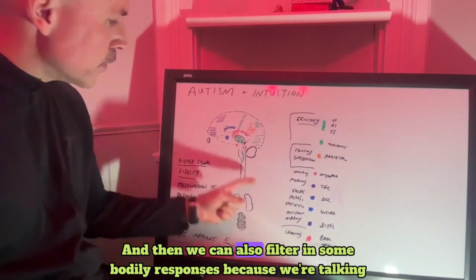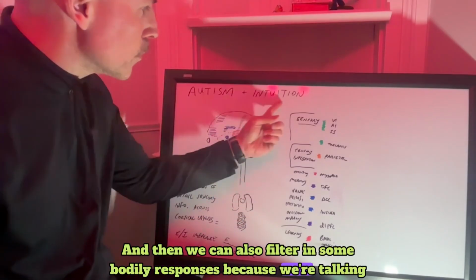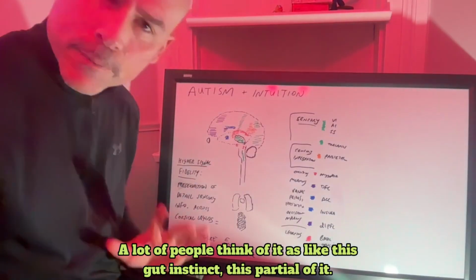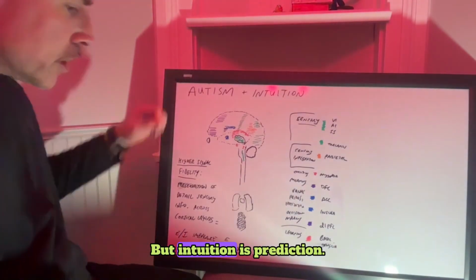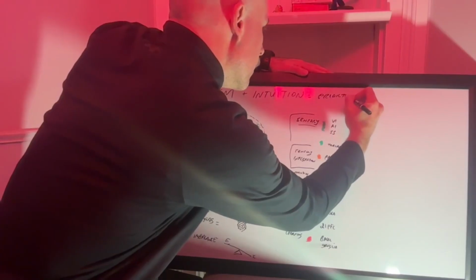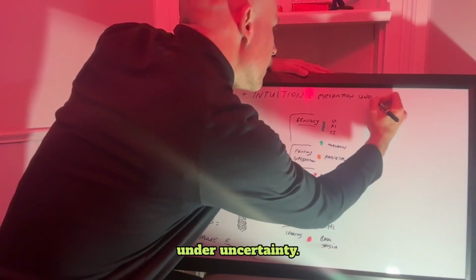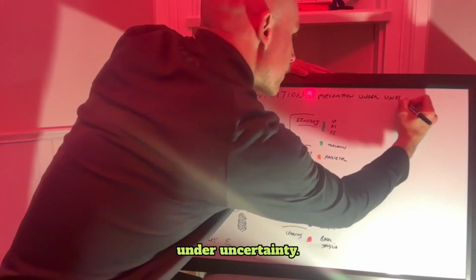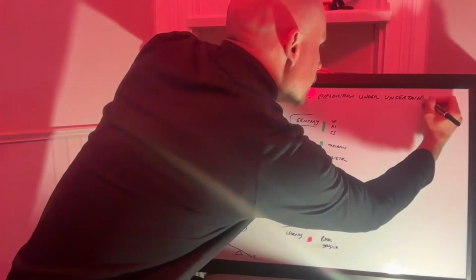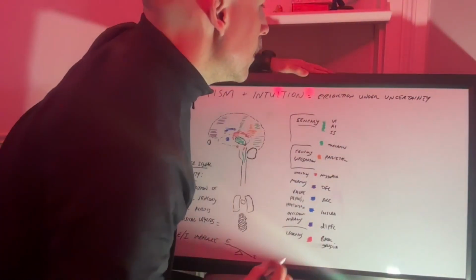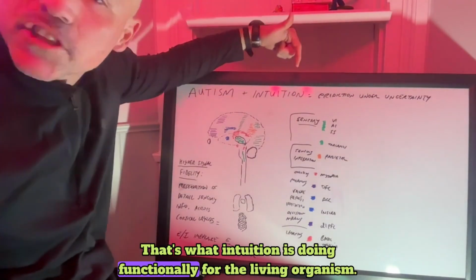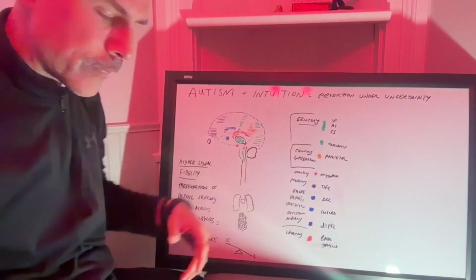And then we can also filter in some bodily responses because we're talking about intuition. A lot of people think of it as this gut instinct, partially. But intuition is prediction under uncertainty. Prediction under uncertainty. That's what intuition is doing functionally for the living organism.